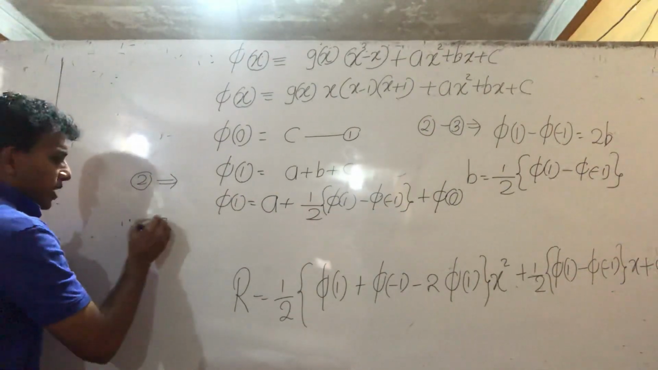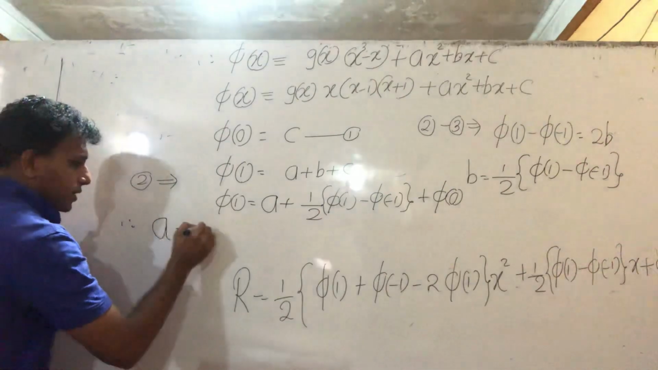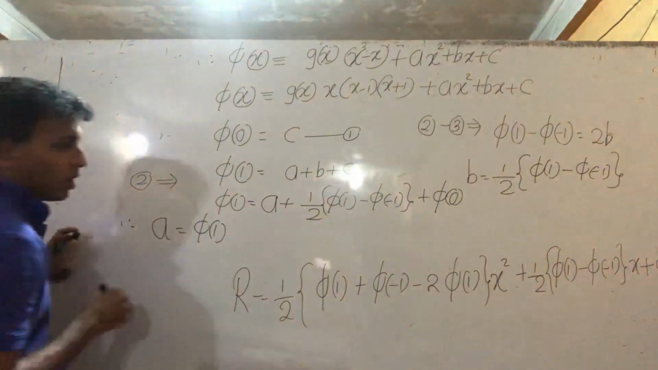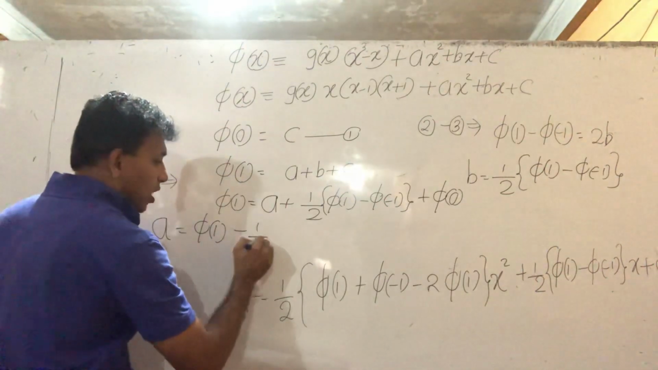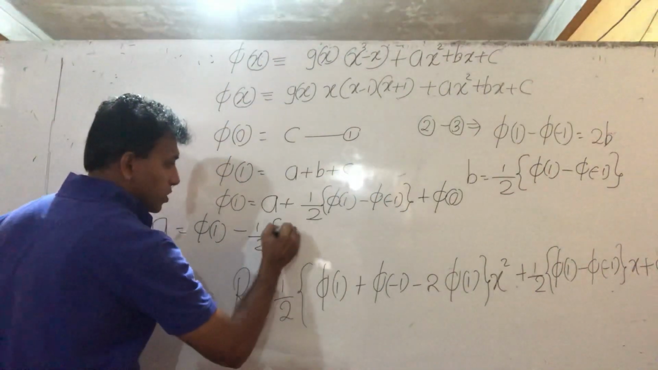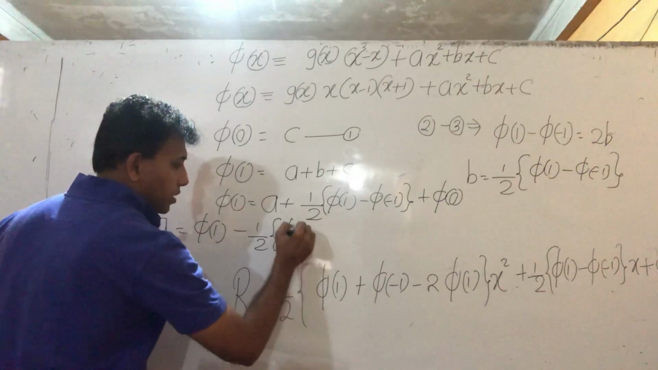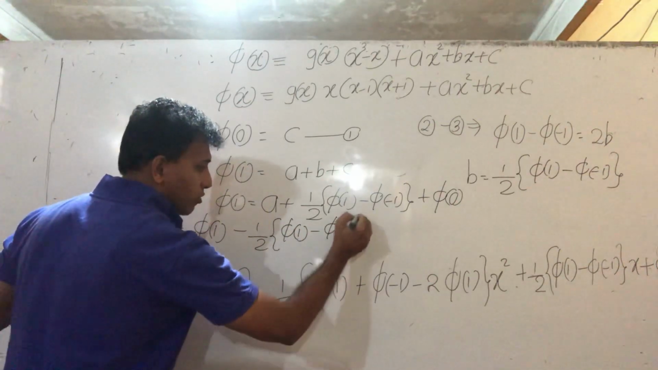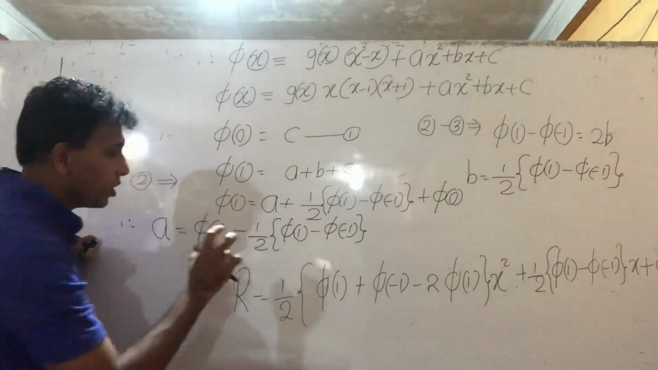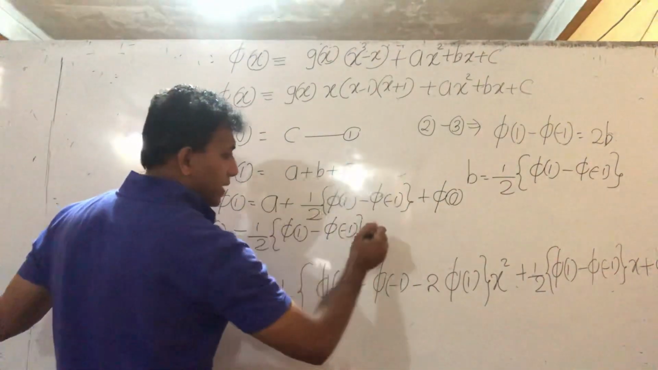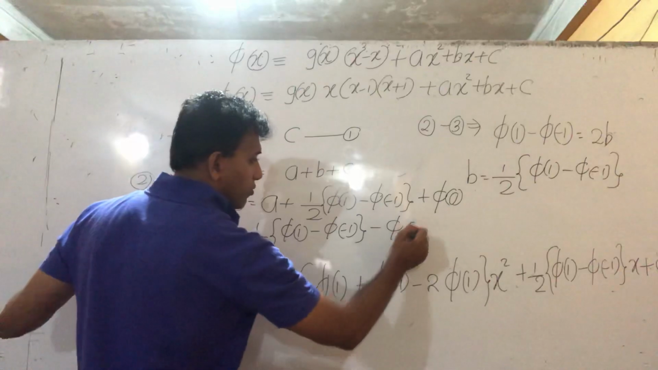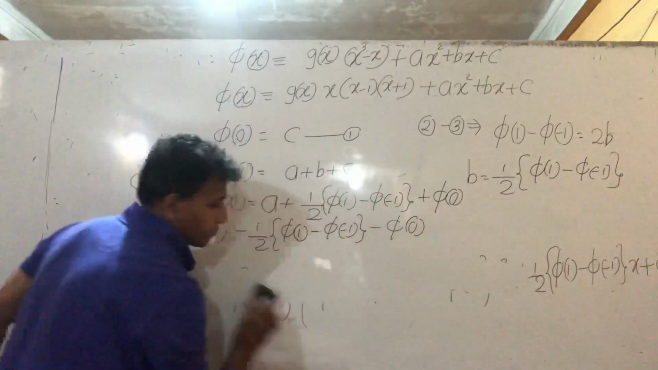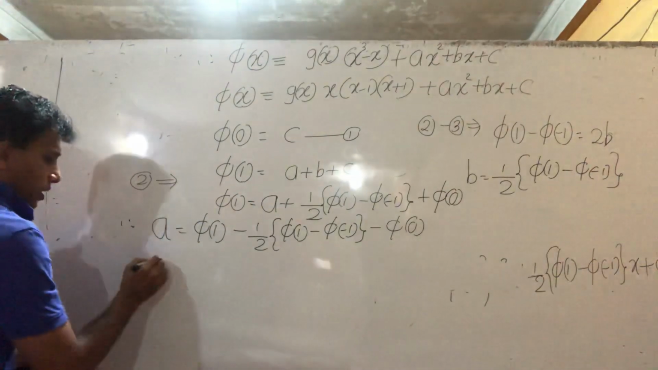Therefore, A equals what? Phi of 1 minus half times phi of 1 minus phi of minus 1. Be careful, don't confuse, write everything properly, plus this side minus phi of naught. A equals.